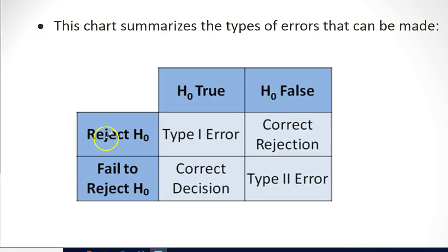We can summarize that in this table here. I don't need you to put this in your notes unless you really would like to. If the null hypothesis is true and we fail to reject it, that's correct. But if it's true and we reject it, that's called a type 1 error. That's a false positive, right? If the null hypothesis is false and we reject it because it's false, that's correct. But if we fail to reject it, that's a type 2 error. That's a false negative. We did not reject it, but we really should have, right?